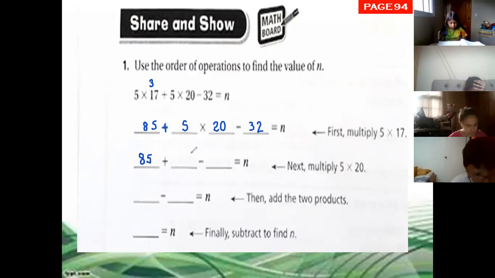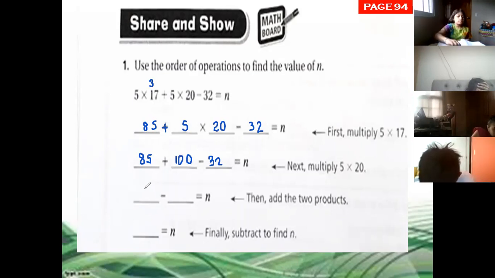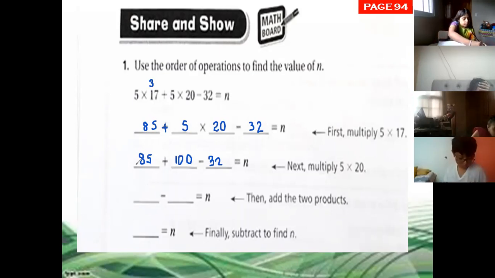5 times 0, 0. And 5 times 2 is 10. And I write again 32. Okay. Then next, multiply 2 times 20, we already did. Now the other two products. So 85 plus 100 is 185.